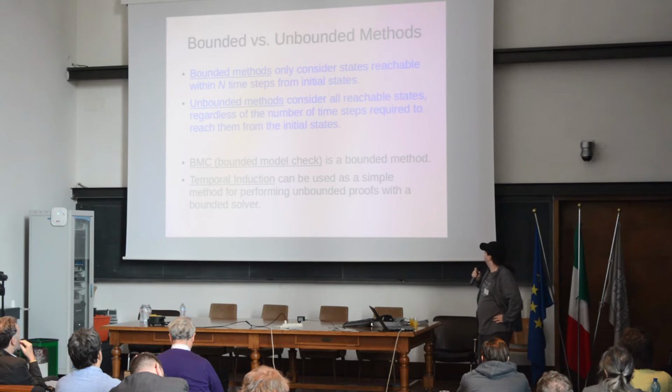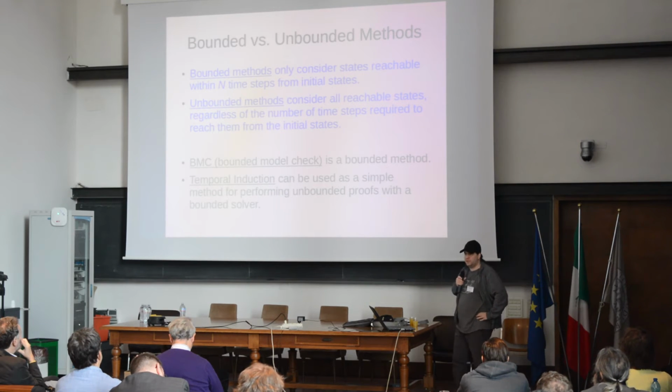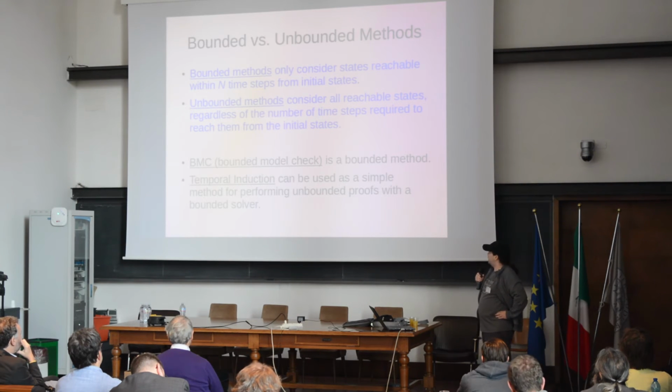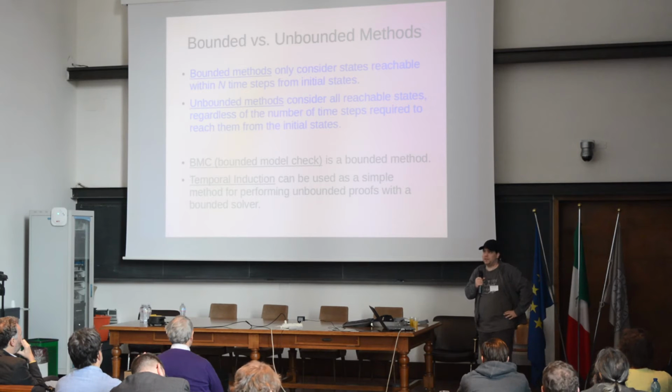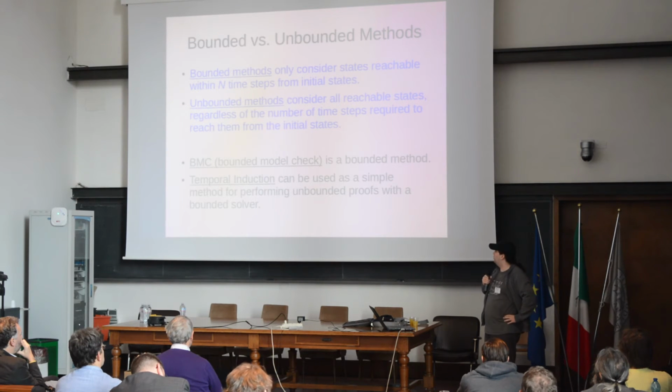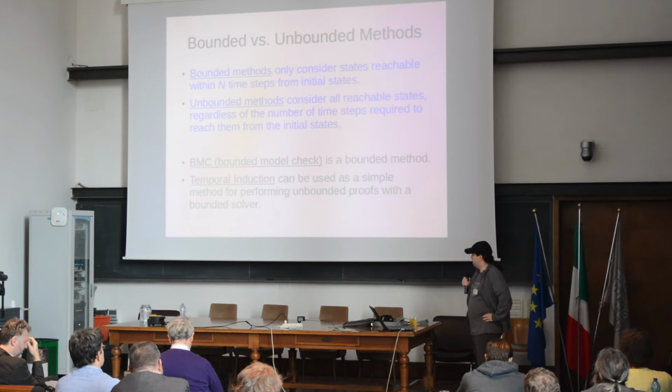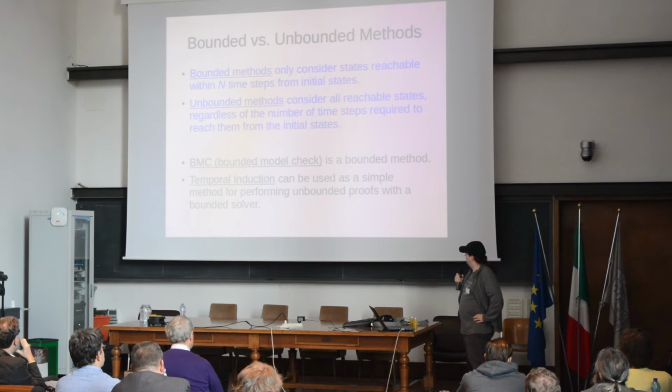So, just another few terms I'd like to introduce, bounded and unbounded methods. Bounded methods basically mean we only check the first n cycles after the initial state. This can be very useful for many cases, but it's certainly not what we always want. In some cases, we would like to prove that our properties hold forever and not only in the first 10 or 100 cycles. And this would then be an unbounded method.